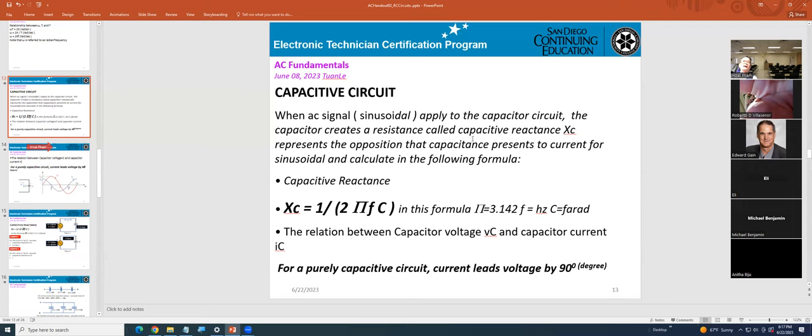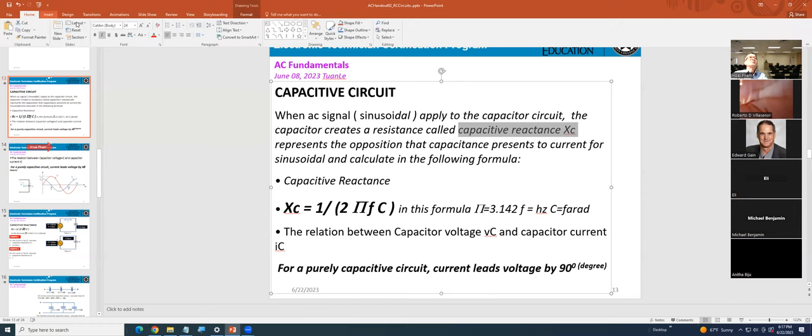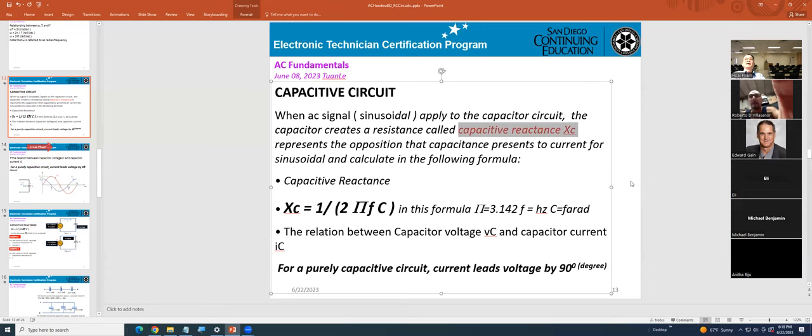Right here, capacitive reactance, okay? And it is calculated by this formula. Xc equals 1 over 2 pi F C. In this formula, pi equals 3.142. F has to be in Hertz and C has to be in Farads.